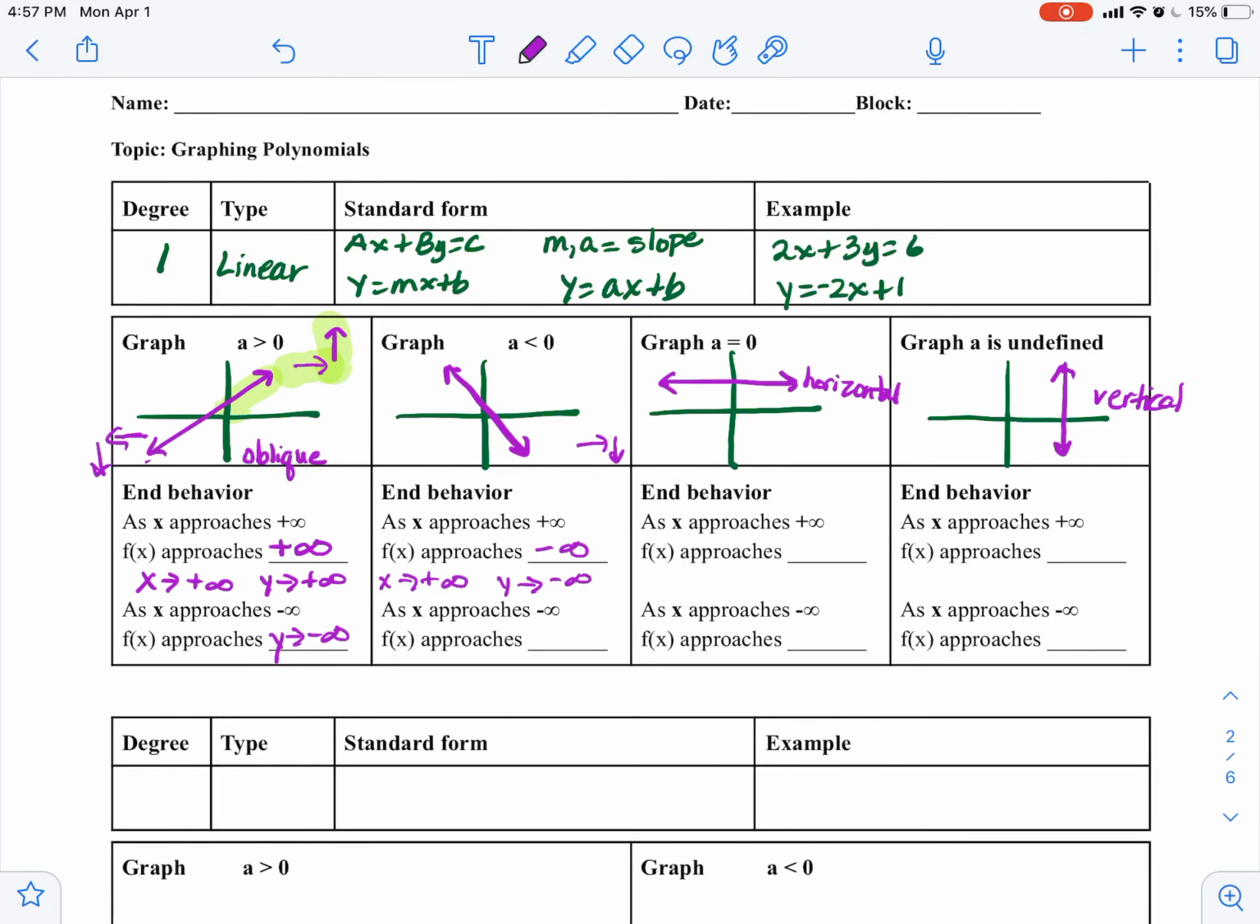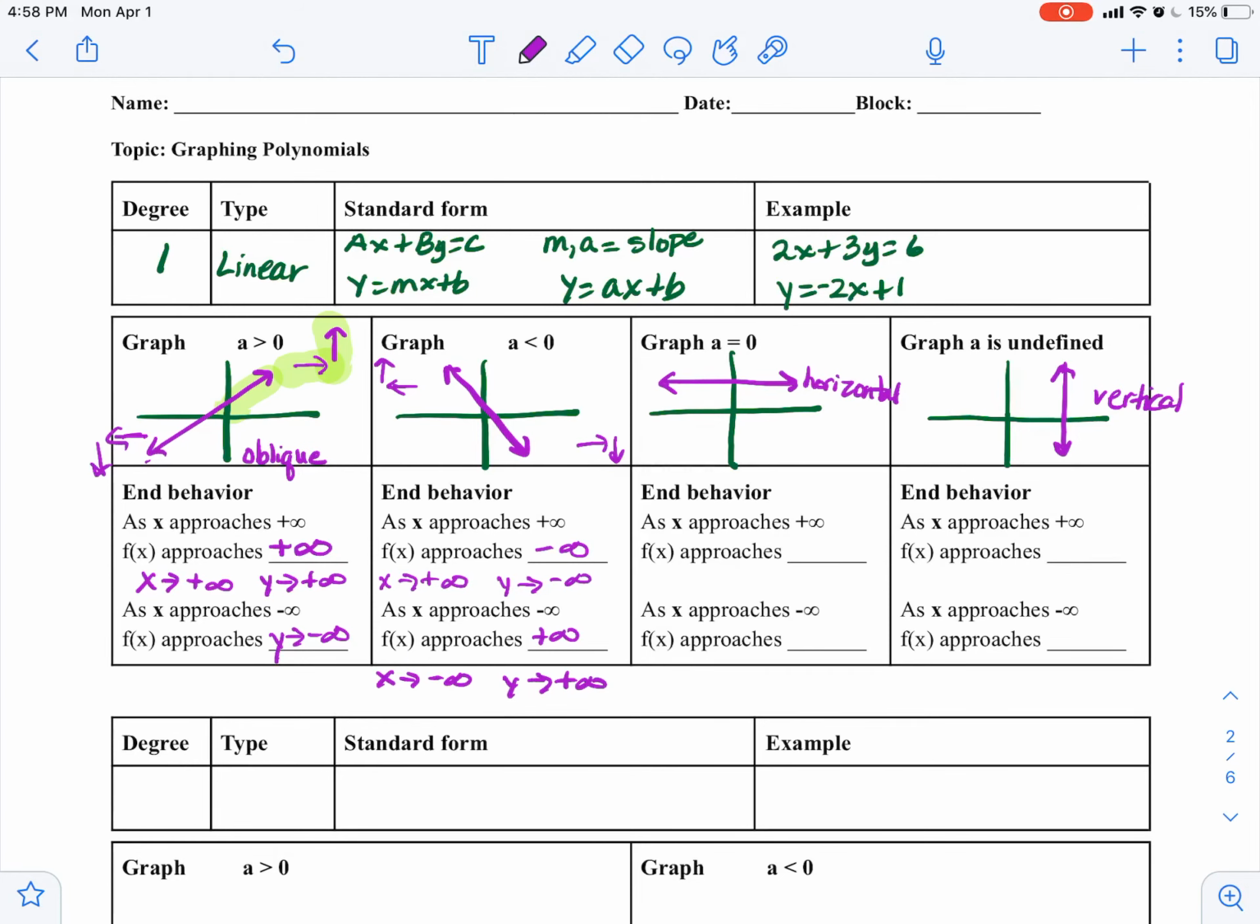Okay, I didn't quite leave you enough space on the bottom. Next one is as x approaches a negative. So that means I'm going this way. My x is going negative. What's y doing? In this case, it's going positive. So as x approaches negative infinity, I messed that up twice now. As x approaches negative infinity, y approaches positive infinity.